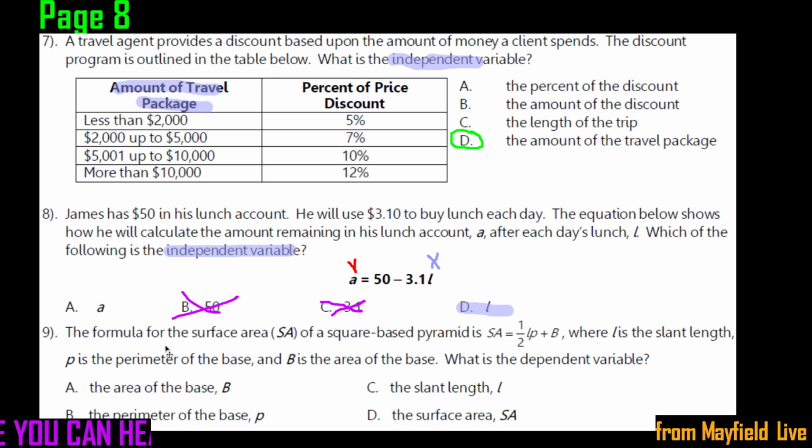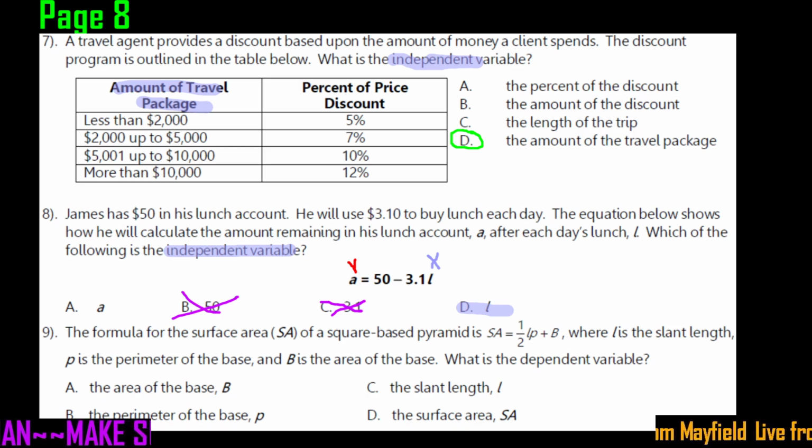And lastly, for this page, it says the formula for the surface area SA of a square-based pyramid is surface area is equal to 1/2 times the slant height times the perimeter of the base plus the area of the base. And we'll actually talk about that later, and I will be saying that a lot of the times, where L is the slant height, P is the perimeter of the base, and B, big B, is our area of the base. So what is the dependent variable?